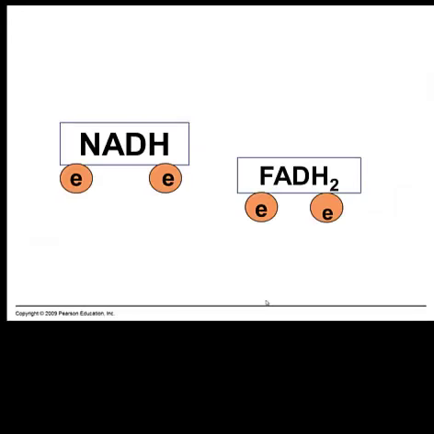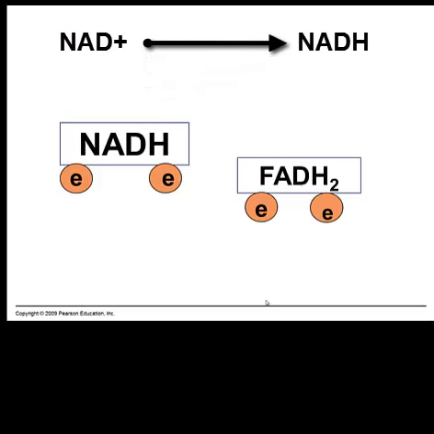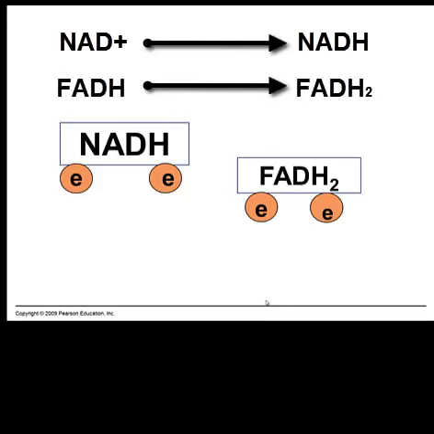So as the organic molecules in cell respiration are oxidized, those electrons ultimately get transferred to these 2 important carrier molecules called NAD and FAD. And they will ultimately help form ATP. NAD plus gets reduced to NADH, and FAD gets reduced to FADH2. In this situation, NAD plus is called the electron acceptor.